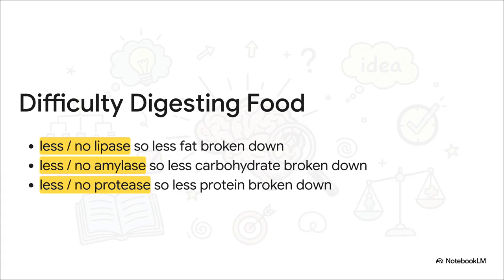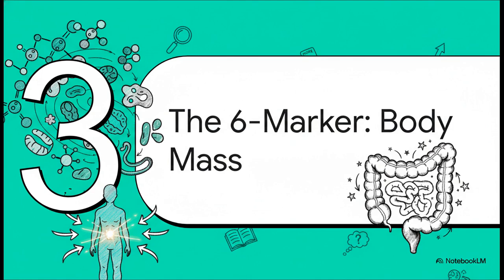You can't just say they have fewer enzymes. You've got to be specific. There's a clear formula here. Name the enzyme like lipase, and then state its specific job, breaking down fat. You can just follow this formula for each of the food groups: lipase for fats, amylase for carbs, and protease for proteins. The key is that cause and effect link. Less enzyme means less breakdown. Simple as that. Okay, let's tackle the second half of this 6-marker and see how this all connects.